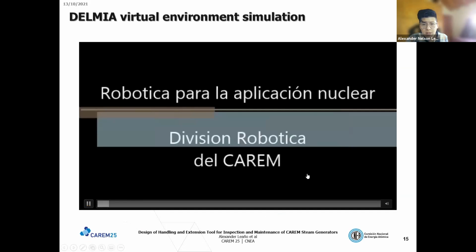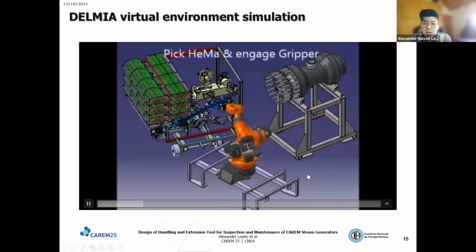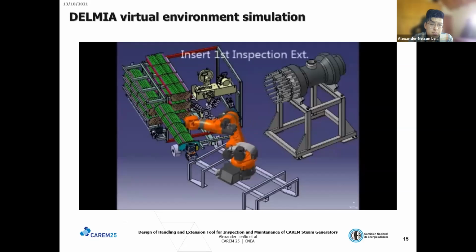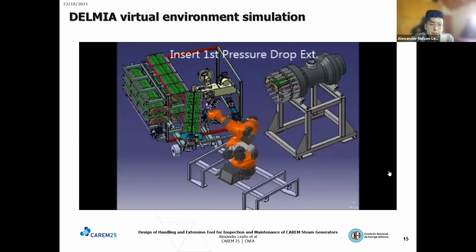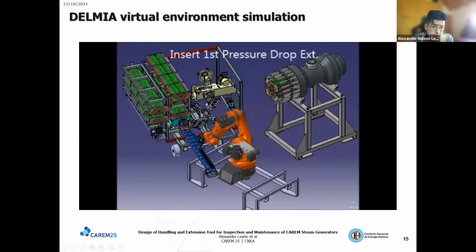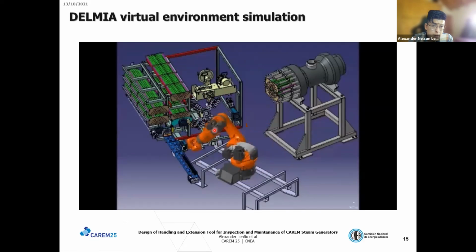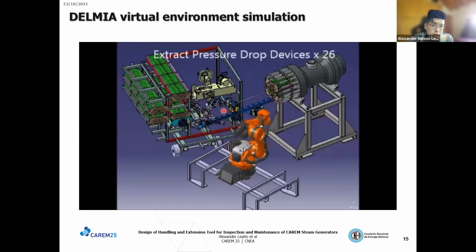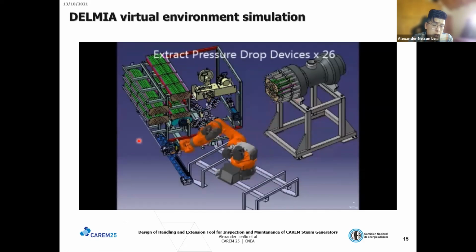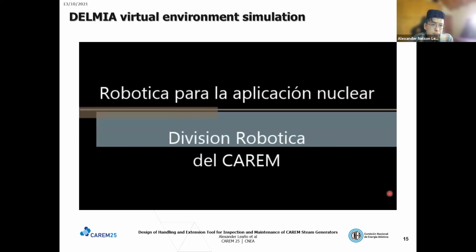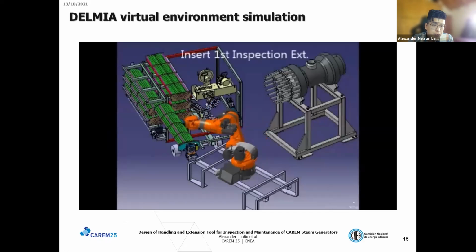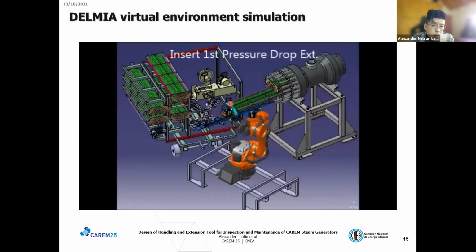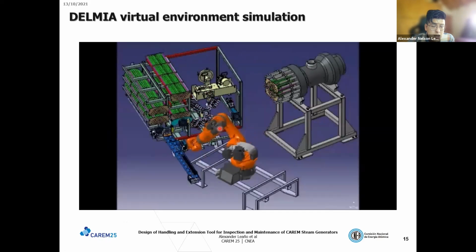Now, here we watch one of the first exercises we did. Here we can watch the tasks highlighted before in the list. The robot takes the EMA, and now here taking the PEG. This is to take the drop devices, and after this it leaves the drop device, the pressure drop devices, here in this tool trolley mockup. Here we can watch when it takes the extensor tube.